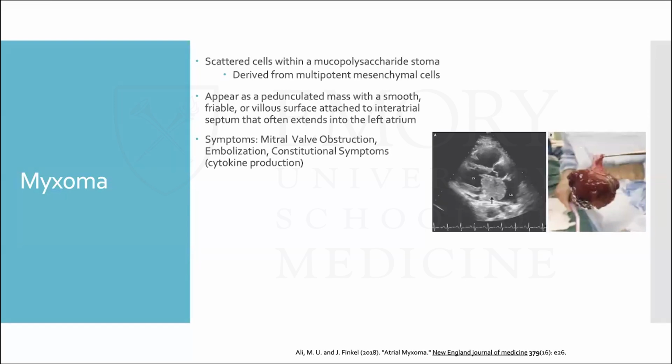These tumors can also cause embolization. In a case series of 112 patients in France, 30% of these patients who had myxoma had some sort of systemic embolization, like stroke. And it's thought to be because myxomas with the friable or villous surface can either break off, or thrombi can form on top of the tumor, which can embolize. About 35% of these tumors actually have a fibrillar or villous surface, so there is some embolization risk with these tumors.